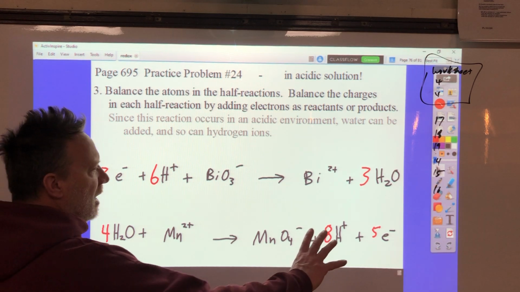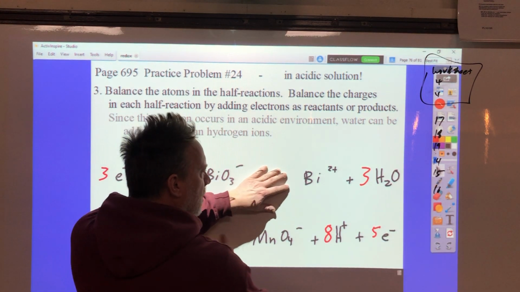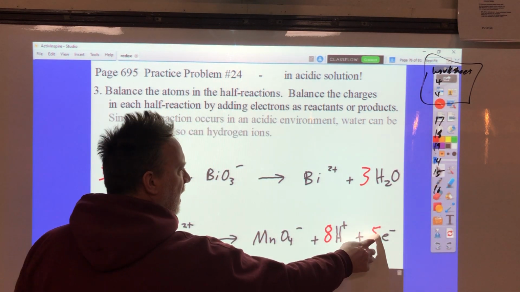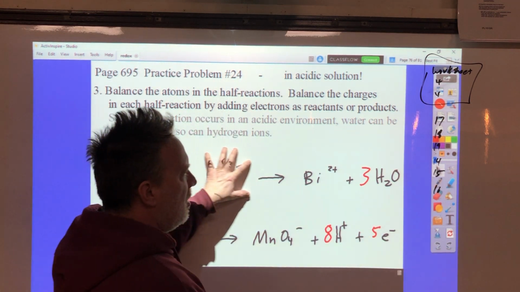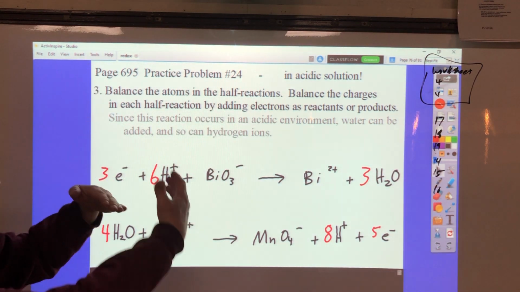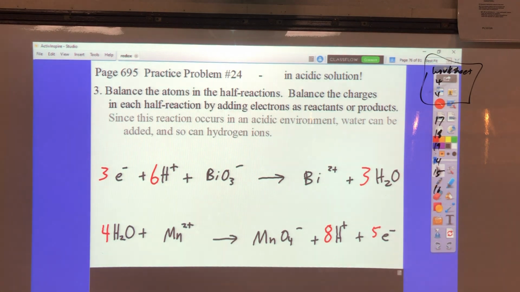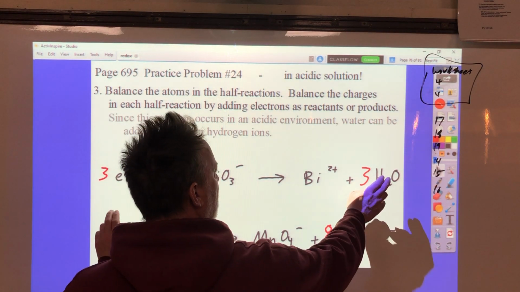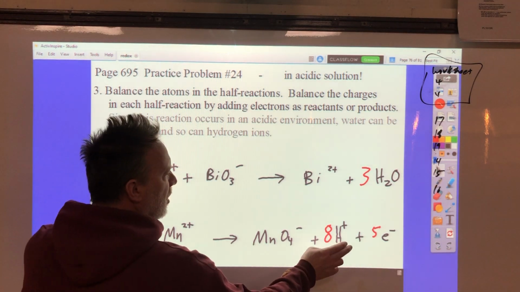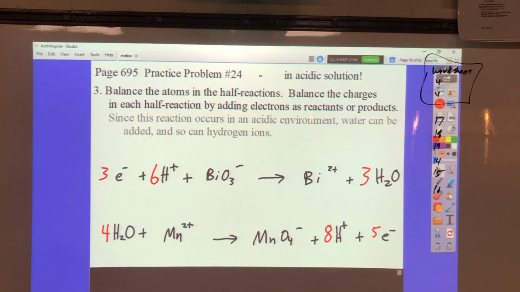Now what we want to do is balance these charges. So if I multiply this whole equation by 3 to get 15 electrons, and this whole equation by 5 to get 15 electrons, then we can add our equations. And by the way, we're going to have water on both sides. Some of that's just going to cancel. And we're going to have hydrogen ions on both sides, and some of that's going to cancel. So let's take a look at the next page.